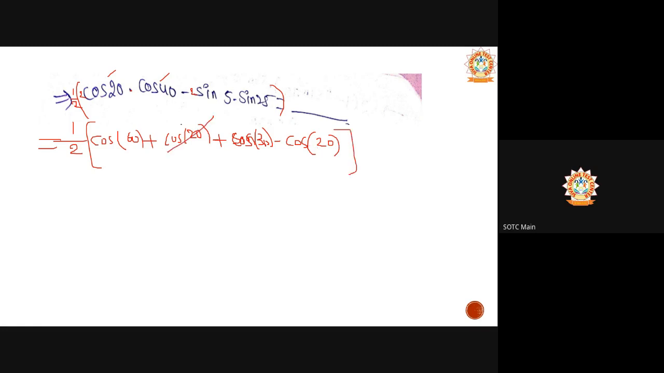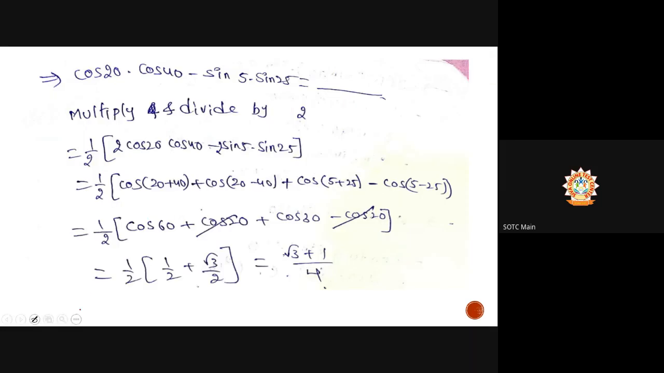So now here, plus cos 20 minus cos 20 will get canceled. So what is the remaining? 1 by 2 into what is cos 60? That is 1 by 2 plus root 3 by 2. Tell me what is the final answer you are getting. 1 plus root 3 by 4. Root 3 plus 1 by 4. Yes, you can see the answer here.